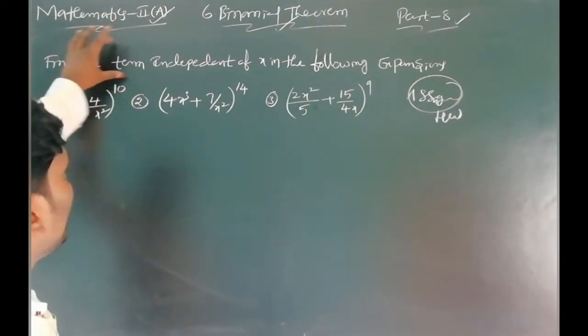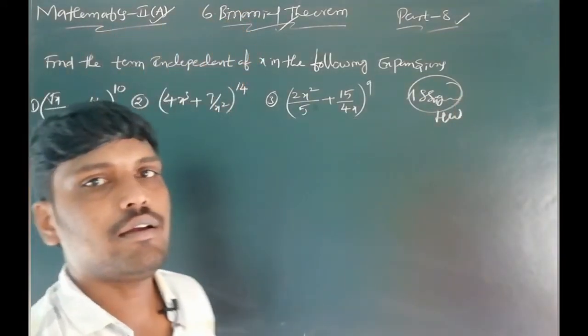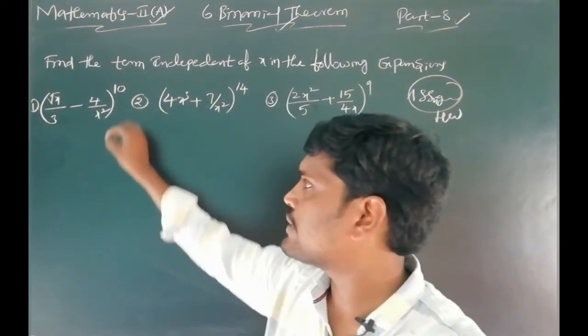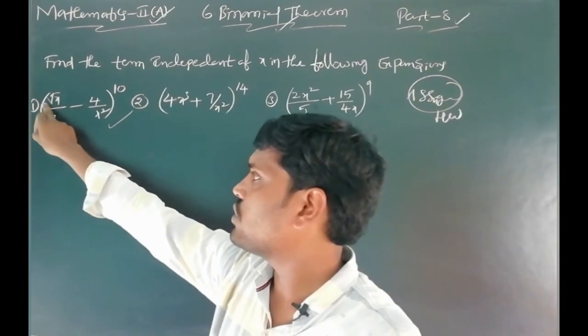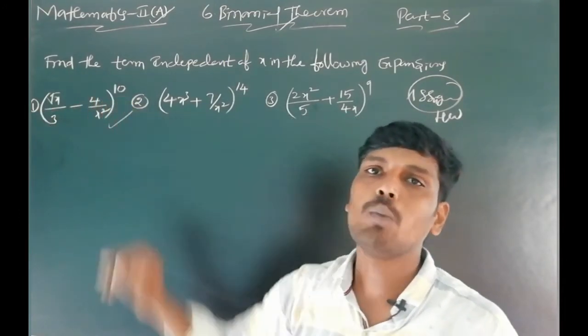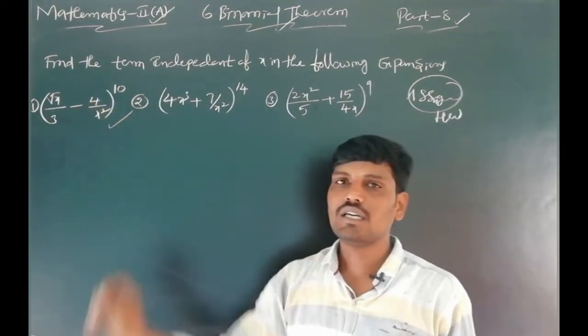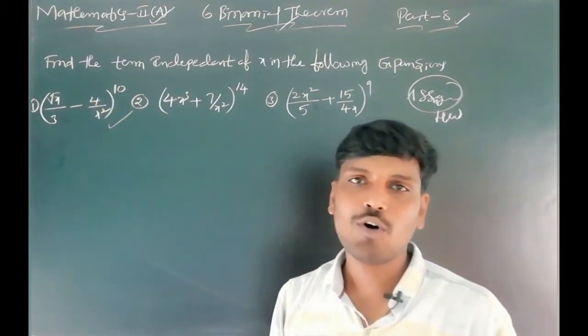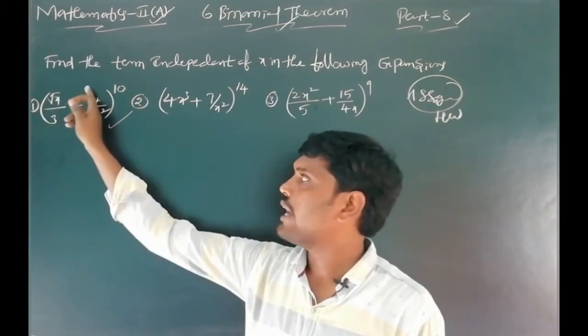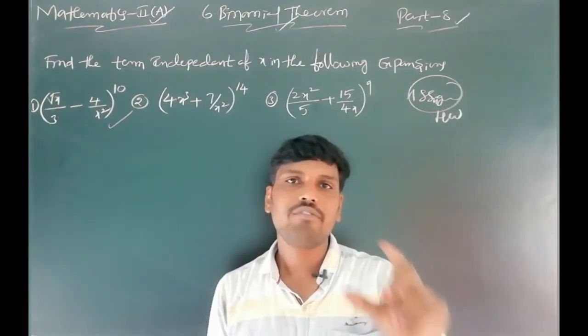This is the way to do it. Here are the assignment problems or homework problems. Read the problem: find the term independent of x in the following expansions. The first one is (square root of x by 3 minus 4 by x square) whole power 10. This expansion is in the form of (x minus a) whole power n, where x value is square root of x by 3, a value is 4 by x square, and n value is 10.